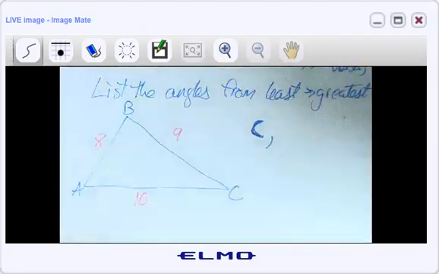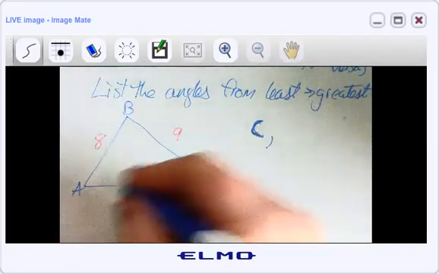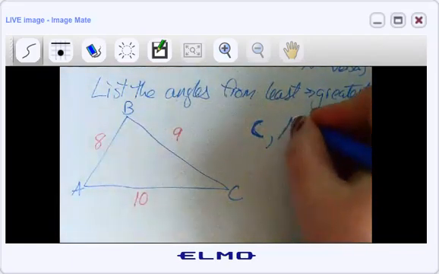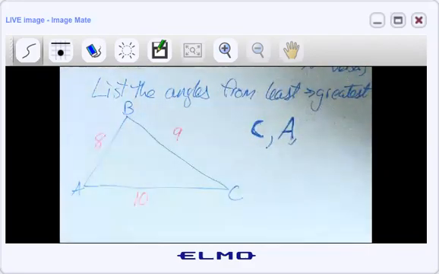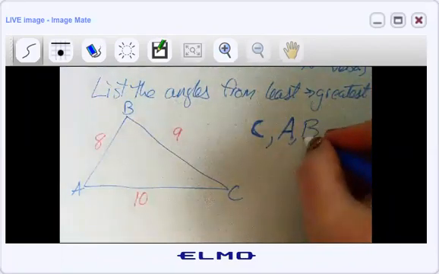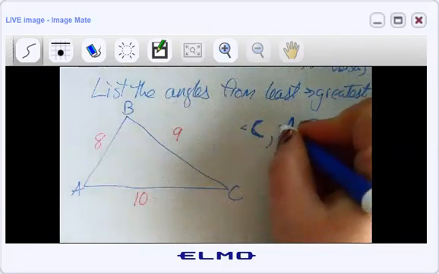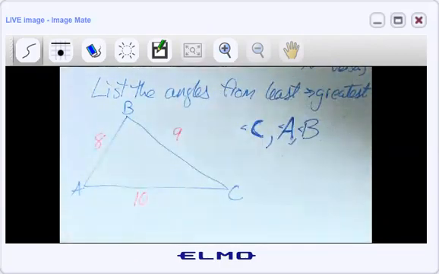Who's got to be the second smallest? A. A, yes, because 9 is my middle side, right? So across from that is this one here, A. And then my biggest angle's got to be B. B, of course, because that's across from the biggest side. I should put angle symbols in front of all these. Okay, does that make sense?